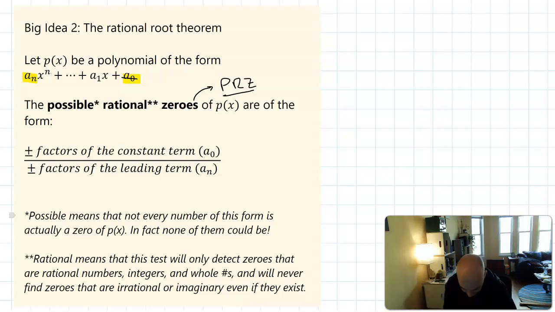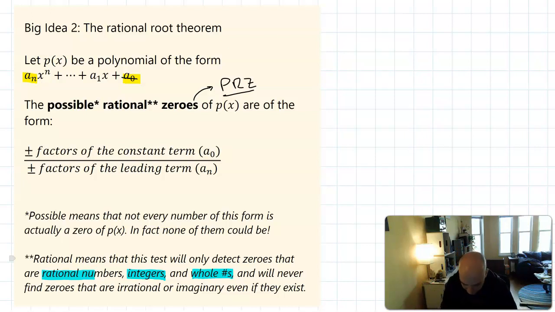And rational means that this only finds zeros that are rational numbers. Remember, rational numbers are things that can be written as fractions of integers. So this could tell you integer zeros, whole number zeros. But what it will never, ever tell you is if the polynomial had imaginary zeros or irrational zeros. So you still have to find those the hard way using the quadratic formula and factoring. But this test will help you break down the easy zeros so it's easier to find the hard zeros.